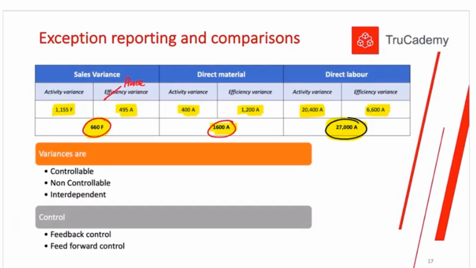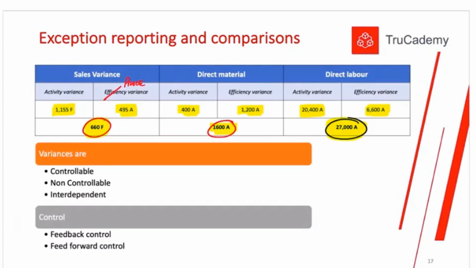So what do you think? This 660 favorable variance in sales revenue for this organization, is it acceptable or not? No, sir, because this favorable variance is the worst thing that happened to the organization. To get one favorable, we got two adverse and much bigger adverse variances.